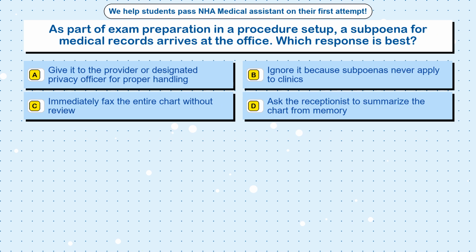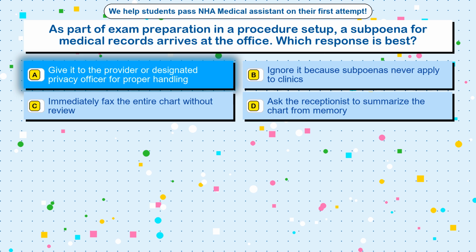Question 24. As part of exam preparation in a procedure setup, a subpoena for medical records arrives at the office. Which response is best? Option A. Give it to the provider or designated privacy officer for proper handling. Option B. Ignore it because subpoenas never apply to clinics. Option C. Immediately fax the entire chart without review. Option D. Ask the receptionist to summarize the chart from memory.